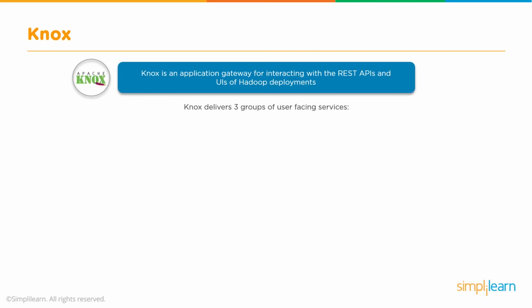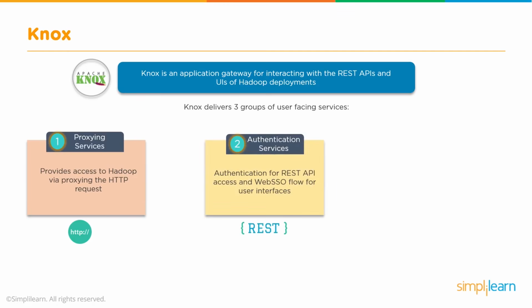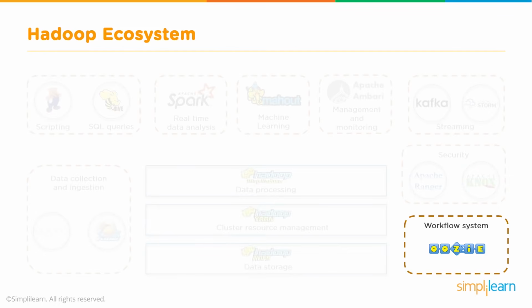And it delivers 3 groups of user-facing services. 1, proxy services, provides access to Hadoop via proxying the HTTP request. 2, authentication services, authentication for REST API access and web SSO flow for user interfaces. So there's our REST. And finally, client services. Client development can be done with the scripting through DSL or using the Knox shell classes. So the first one is if you have a website coming in and out, your HTTP request. Again, your 3 different services are what's coming in and out of the Hadoop file system. So there's a couple of the security setups.